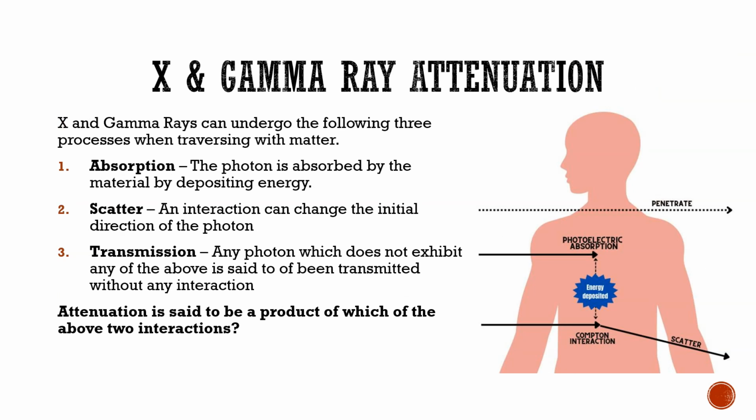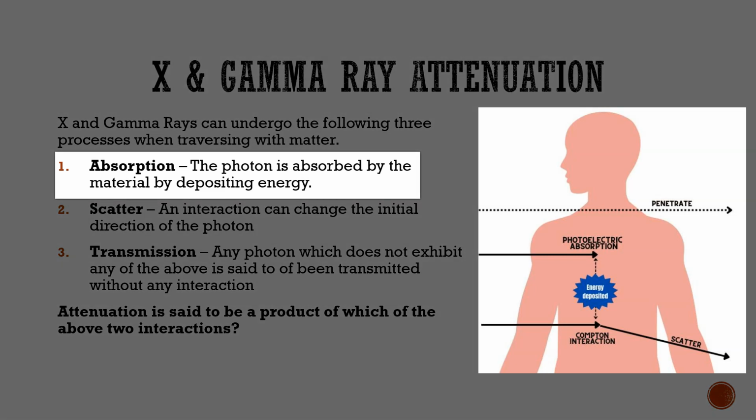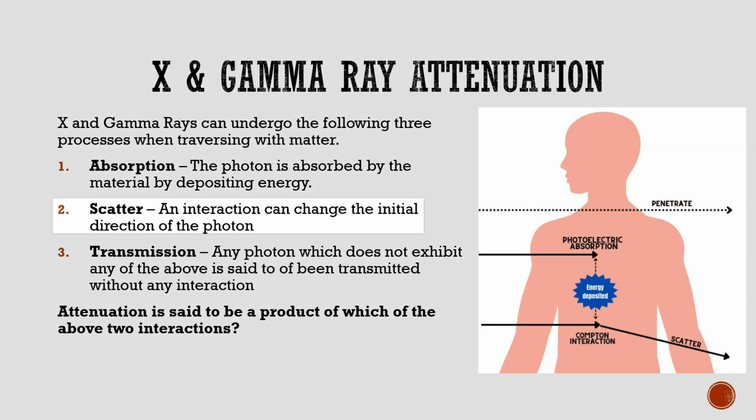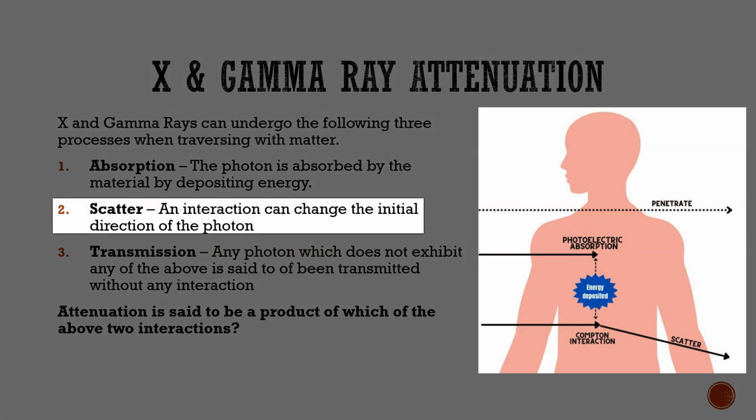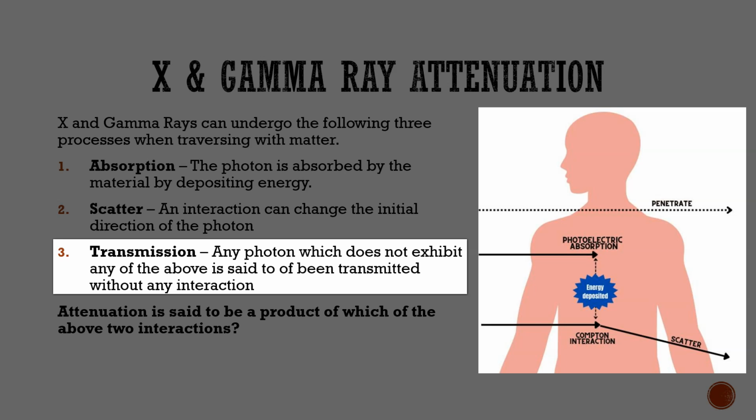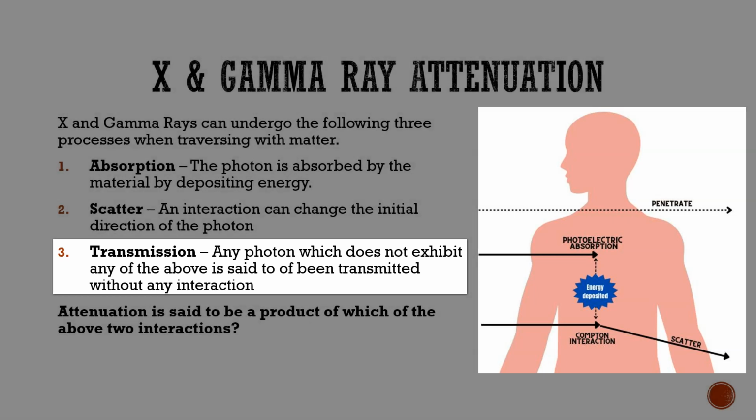Let's now discuss the attenuation of X-rays and gamma rays with matter. X and gamma rays can undergo the following three processes when traversing through matter. One is absorption. This is where the photon is absorbed by the material itself and stems from, for example, a photoelectric interaction. Two, it can be scattered, resulting in a change of trajectory of the photon, and this stems from the Compton scatter effect. And three, transmission. This is where the photon does not exhibit any of the above scenarios, but has traversed through the material without any form of interaction.